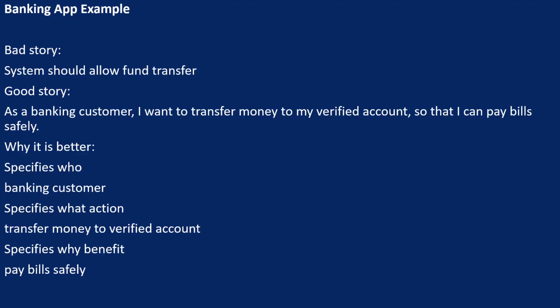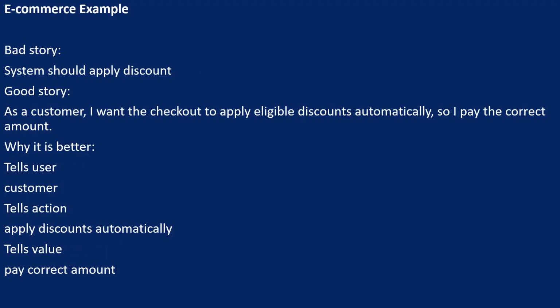Fine. Let's take another real example, of e-commerce. The bad story is "the system should apply discount." But a good story is: as a customer, I want the checkout to apply eligible discounts automatically so I pay the correct amount. Now why is it better? Because it tells the user, the customer. It tells the action, apply discounts automatically. It tells the value, that is paying the correct amount.